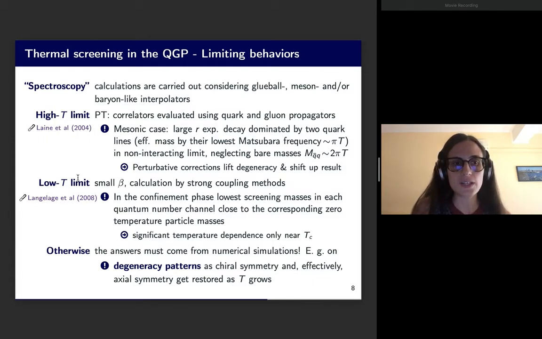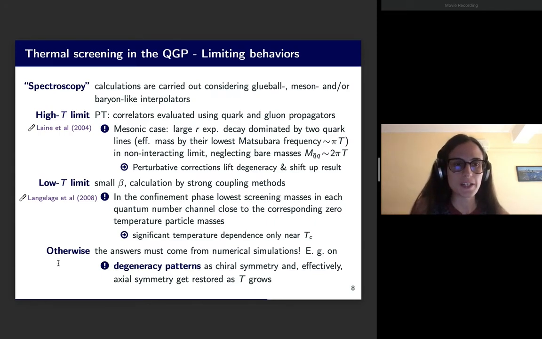At the other edge, in the low temperature limit, which is the small beta regime, one can perform calculations with strong coupling methods. And what one learns is that in the confinement phase, the lowest screening mass in each quantum number channel is close to the corresponding zero temperature particle mass of the corresponding quantum numbers, of course. And there is only significant temperature dependence when one reaches temperatures of the order of the critical one.